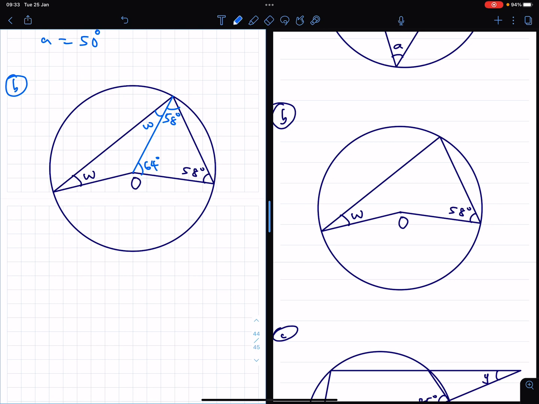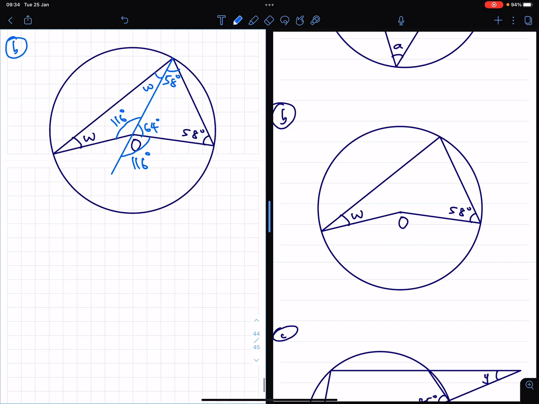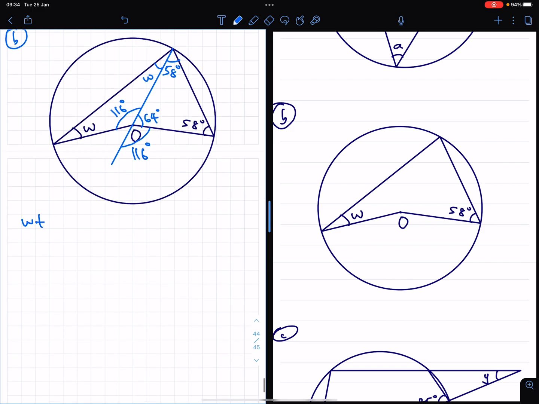Now, to find W, I can extend this radius. Let me extend this radius a little. If I do that, then this angle will also be 116 degrees. That's 180 minus 64, angles on a straight line. If this is 116, this also will be 116 degrees. Vertically opposite angles.